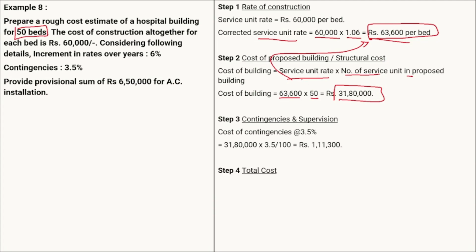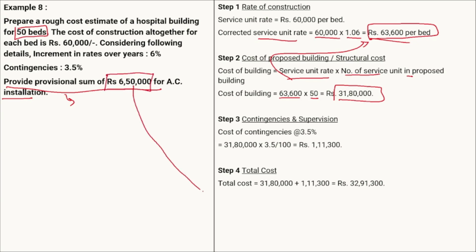So total cost will be equal to cost of the building plus cost of the contingencies, that will be equal to 32,91,000. Now in this particular question it is given that we have to provide a provisional sum. Okay, we have to provide a provisional sum of rupees 6,50,000 for the AC installation. Sometimes it may be given that we need to provide a third party installation in this particular wording. Okay, it can be anything. But if there is a mention of any third party, or if there is a mention of any provisional sum, in that case whatever that cost is, that particular cost should be added to the total cost.